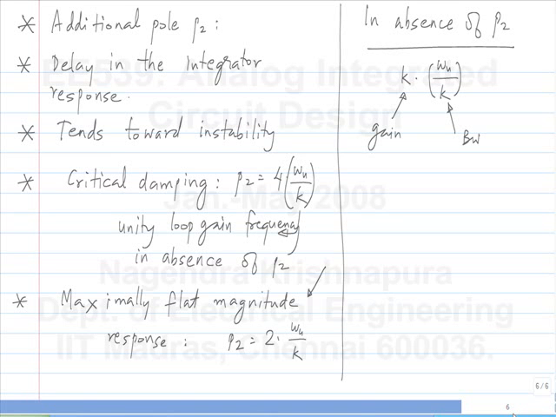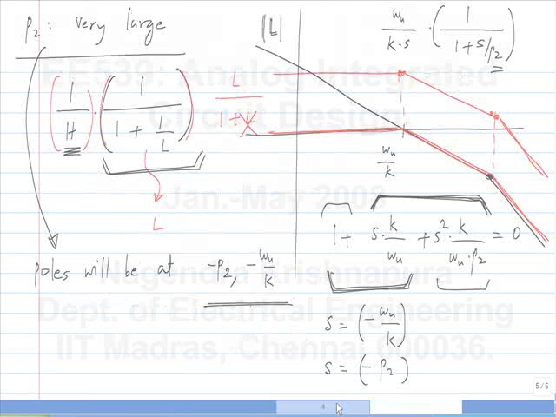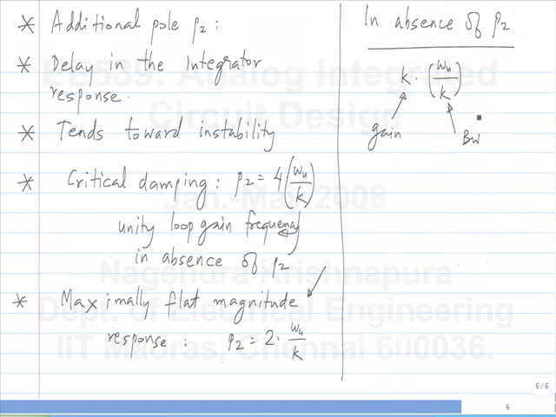And when P2 is there, but at very high frequencies, what's the gain bandwidth product? Same thing, right? Because we saw here that this is the 3 dB bandwidth, which is still omega u by K. Okay. When P2 is at very high frequencies, the bandwidth is still omega u by K, and the closed loop gain is K. So when P2 is much greater than this, again it is K times omega u by K, okay, which equals omega u.